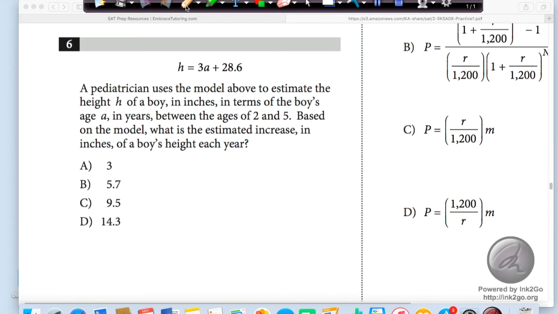All right, question 6. A pediatrician uses the model above to estimate the height of a boy, H in inches, in terms of the boy's age, A in years, between the ages of 2 and 5. Okay, so I see that there are going to be increments. Between the ages of 2 and 5 means 2, 3, 4, 5. Based on the model, what is the estimated increase in the boy's height in inches each year?